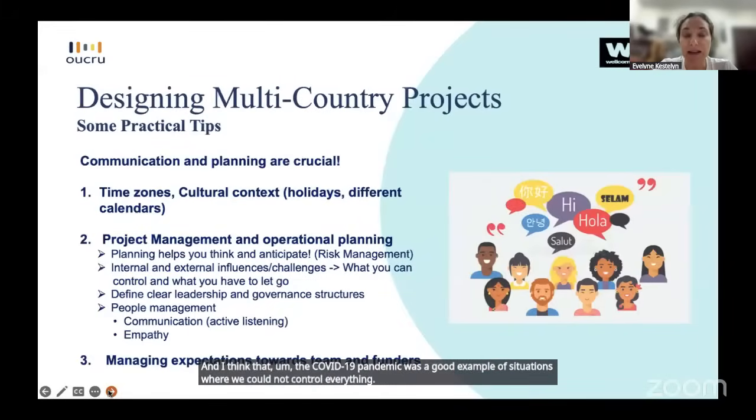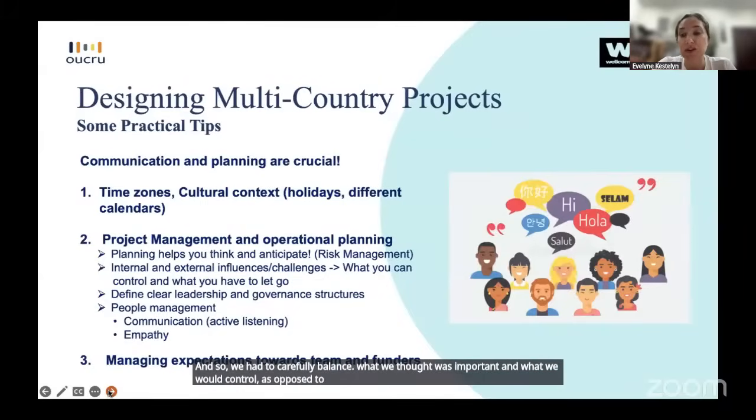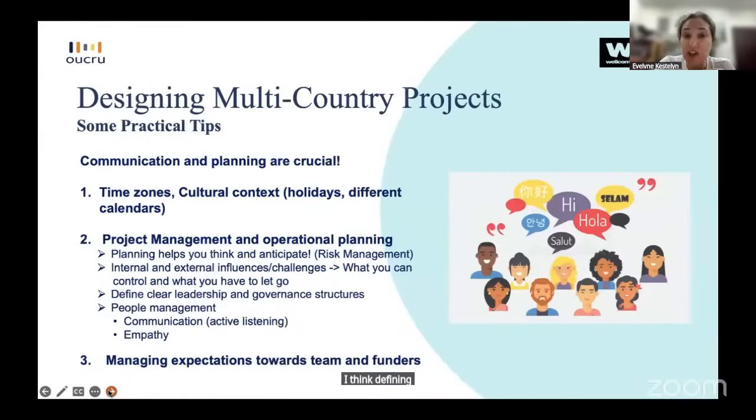And so we had to carefully balance what we thought was important and what we would control, as opposed to certain elements or certain things that we just had to let go of. I think defining clear leadership and governance structures, again, is important.